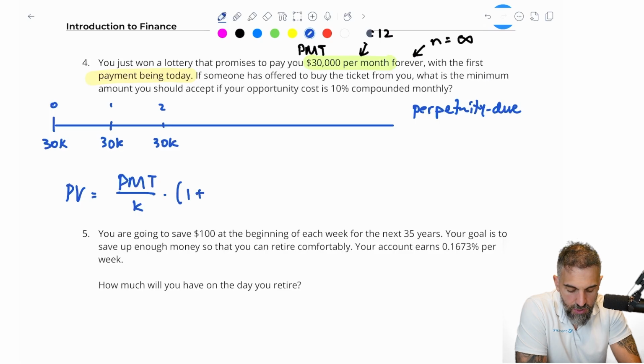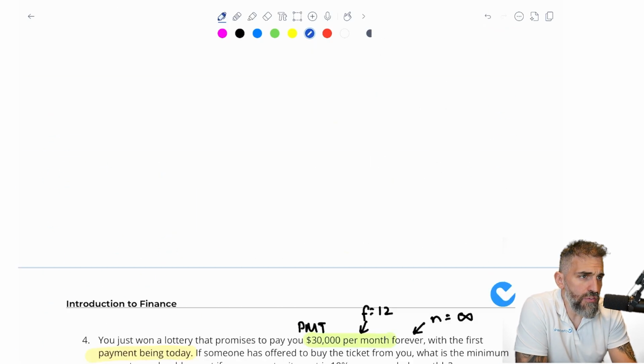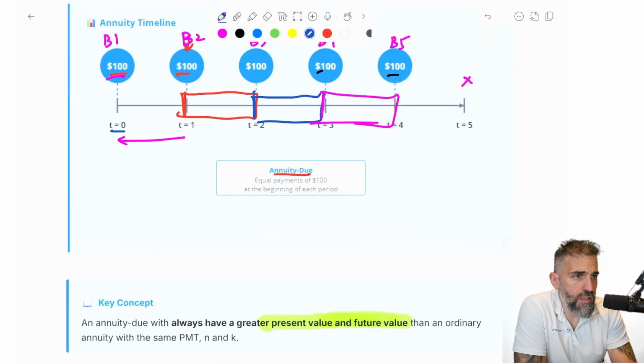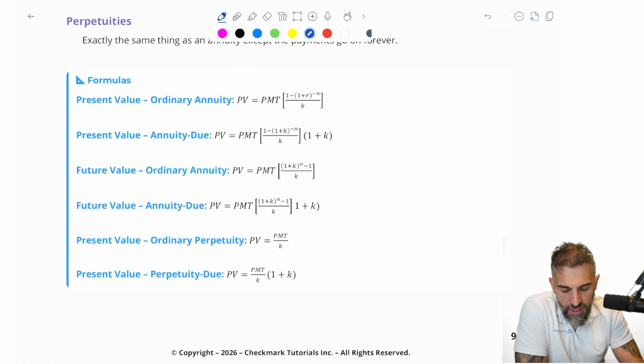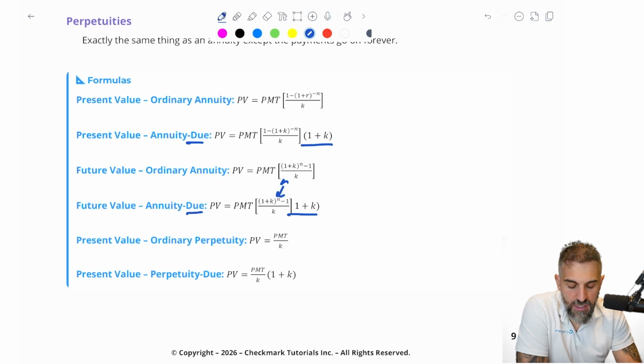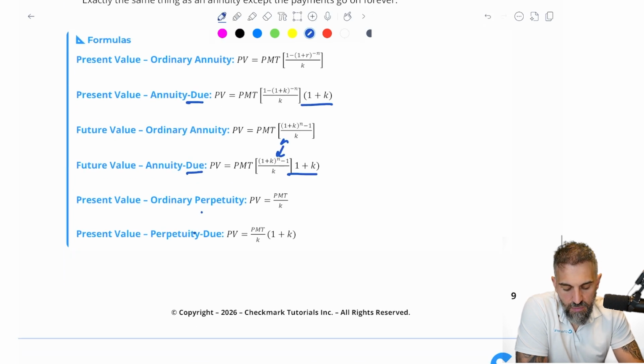And that's actually something I want to talk to you guys about for a second. If I go back to the list of formulas over here, you'll notice that every time it's due, it's actually the same formula as ordinary, but we multiply it by 1 plus K. Compare these two. They're the exact same formula, but for the due, you multiply it by 1 plus K. Same thing with future value. Same formula, but due, you multiply it by 1 plus K. Perpetuity, same thing.